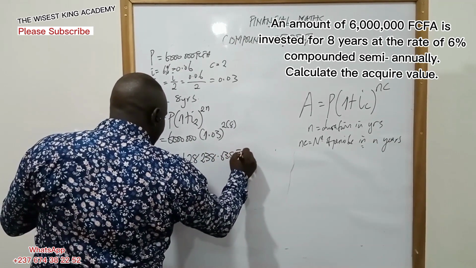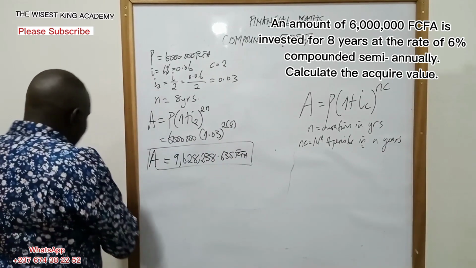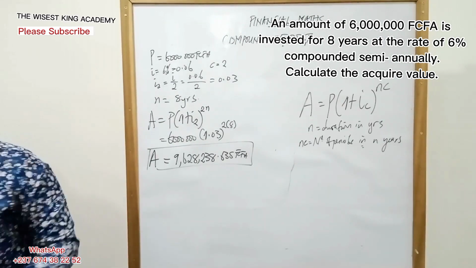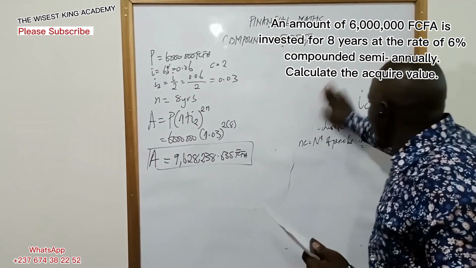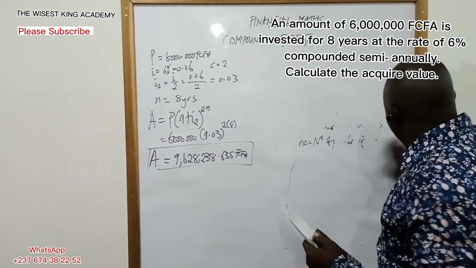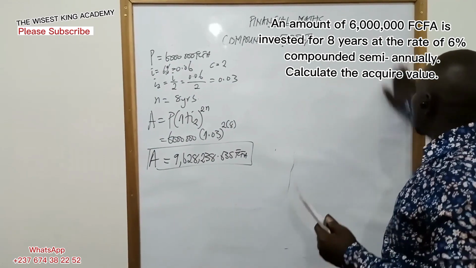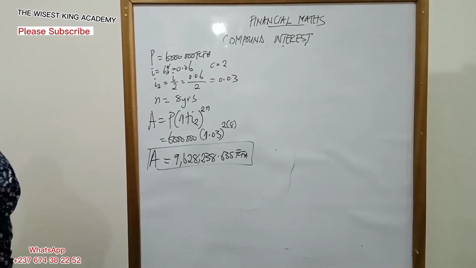9,628,238.635 francs CFA. So that is the acquired value. I'll allow this one this way. Let me wipe this portion on the board. And let's take the next example.